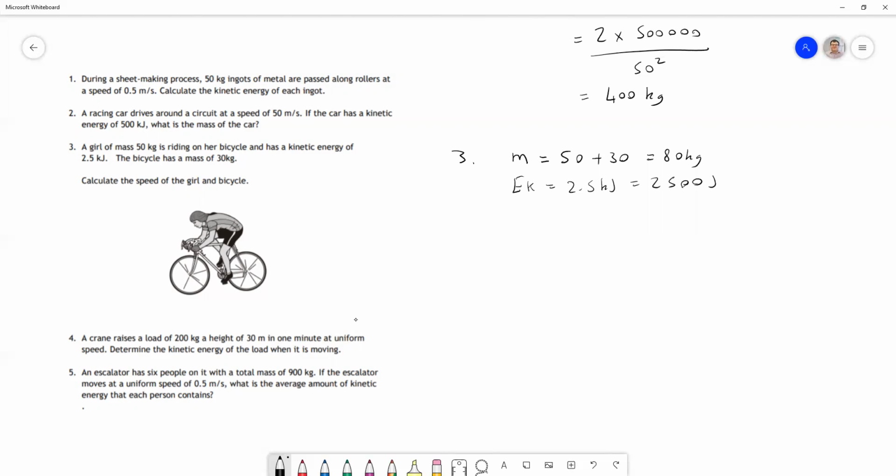So we need to find the velocity. Now, the equation for velocity is a little bit more work to find than mass, but we can follow the same steps. EK is equal to half mv squared, and I'll do a couple of similar things to what I did in question 2. I'll multiply both sides by 2 again to get rid of that half from the right-hand side. I want to find v this time, so rather than dividing by v squared, I'll be dividing by m.